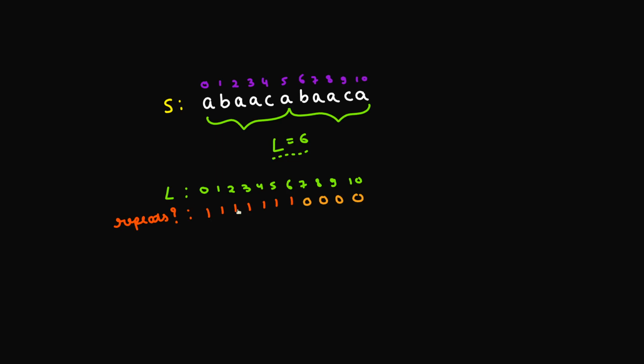Now, once we have this information, what we can do is we can actually apply binary search on the length of the substring that repeats. Okay, so what we'll be doing is we'll be applying binary search on the lengths. For example, I'll consider this index 4 here.